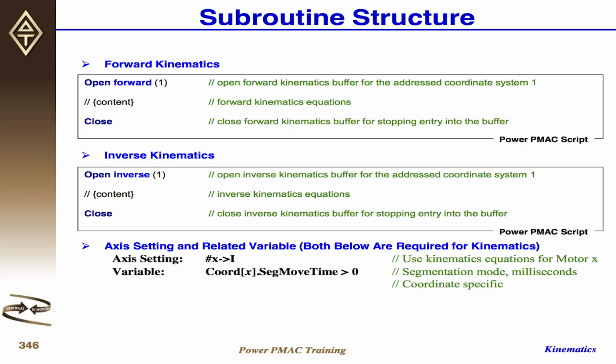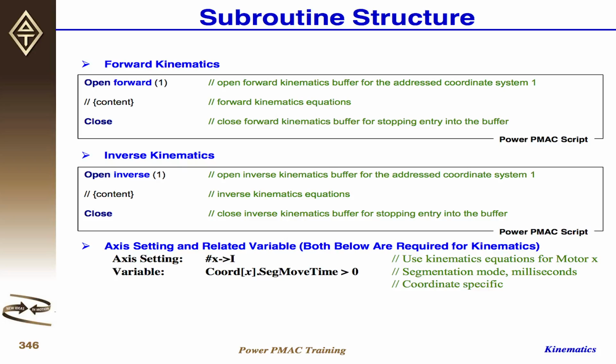Okay, the setting on the axis, since right now we're not using the axis definition like that, then you have to do something else. This is what we do. So pound x, this x is the motor number, is defined to an I, which means the inverse kinematics. Okay?